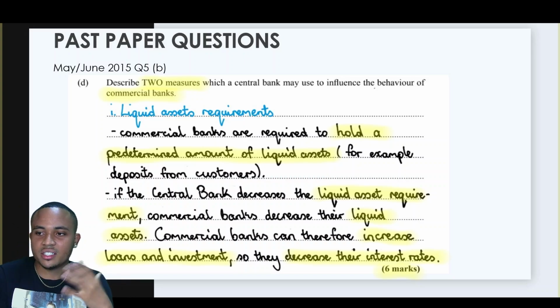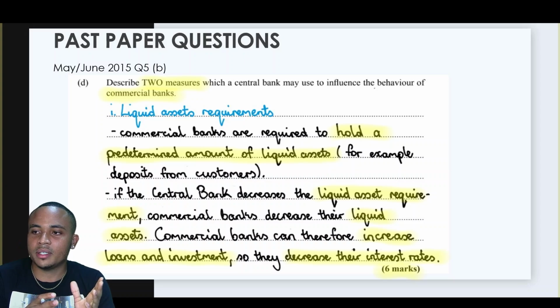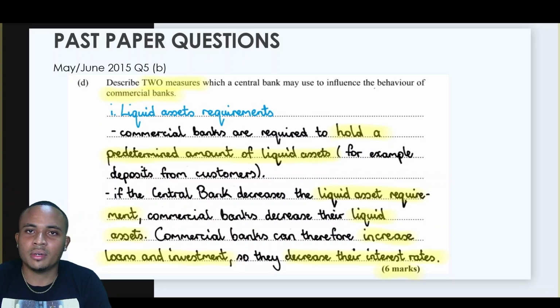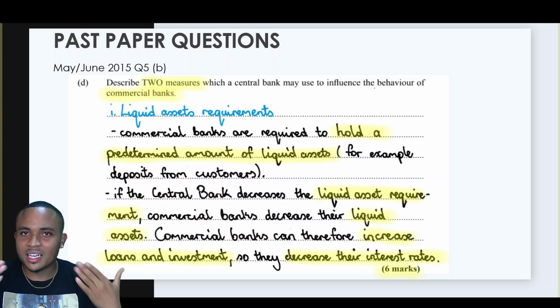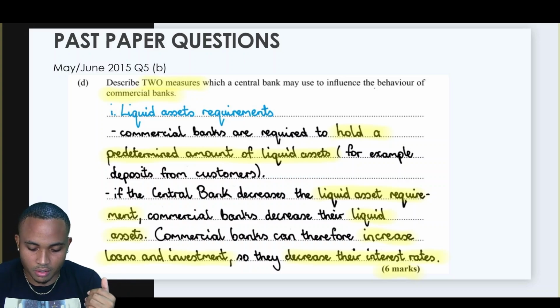Right? And of course, vice versa will happen if the liquid asset requirement increases, that means they have to give out less loans and less investments, so they will increase their interest rates.